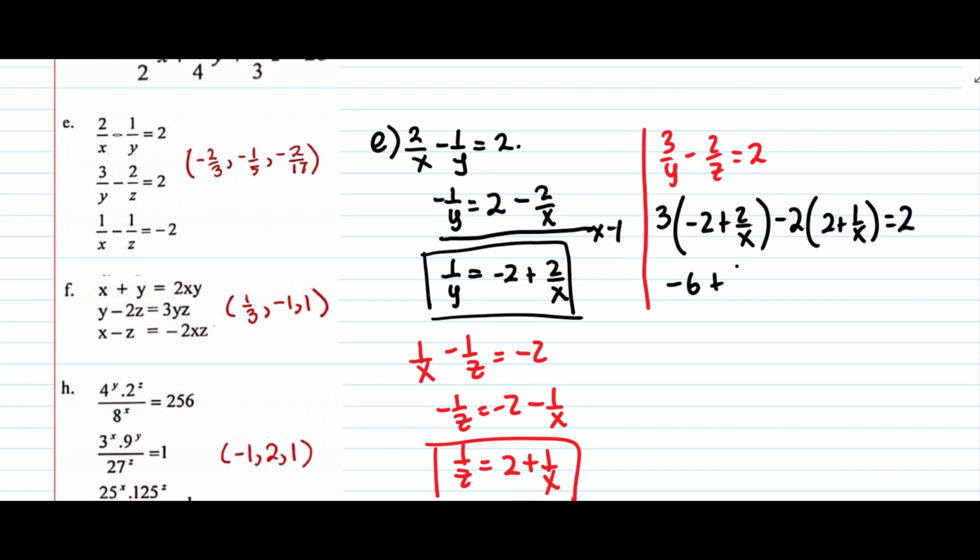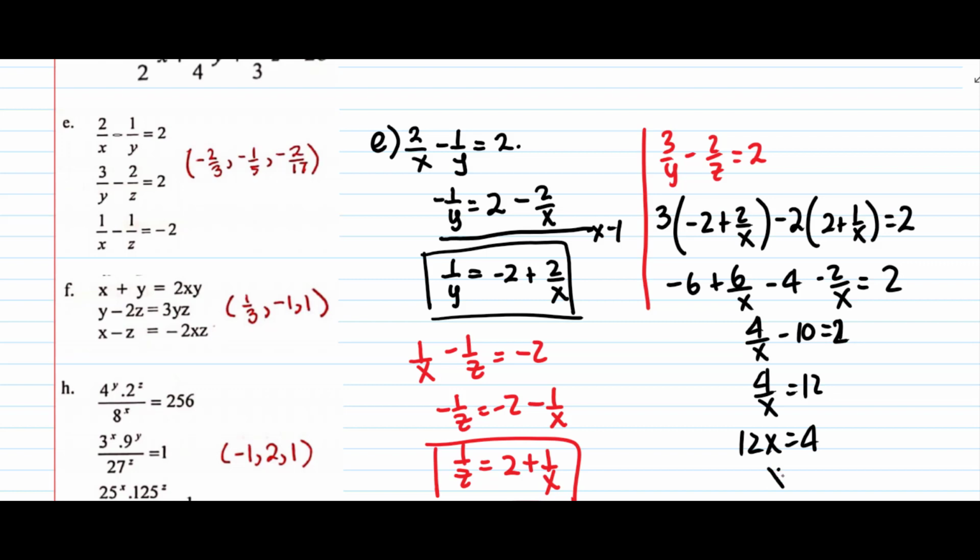Equals 2. So 4 over x minus 10 equals 2. 4 over x equals 12. So 12x equals 4. x will be 1 over 3.